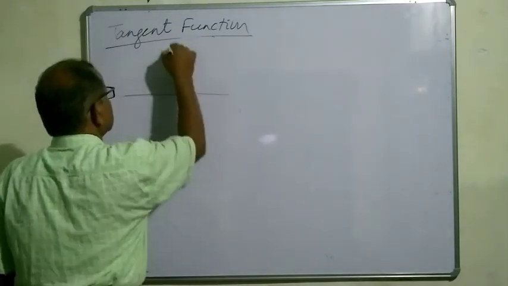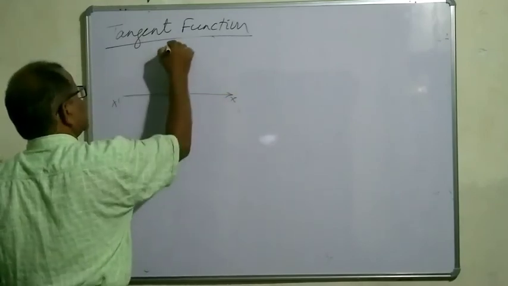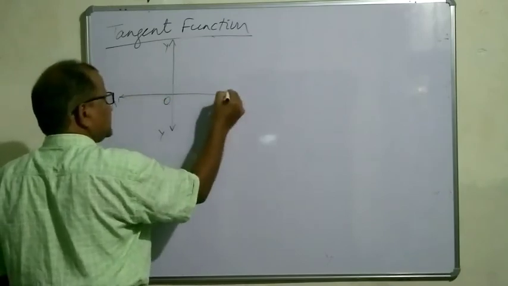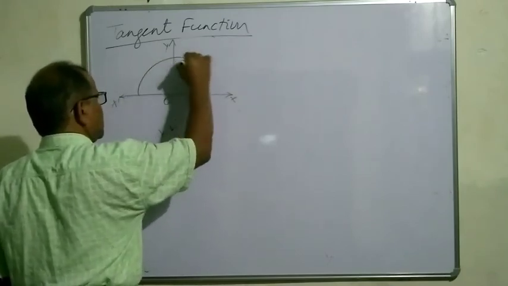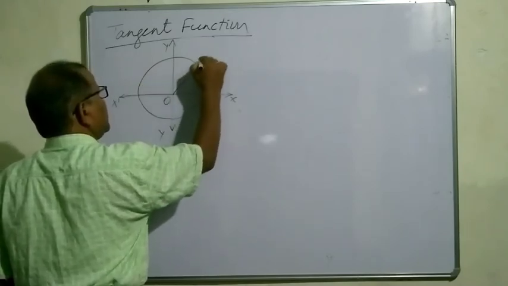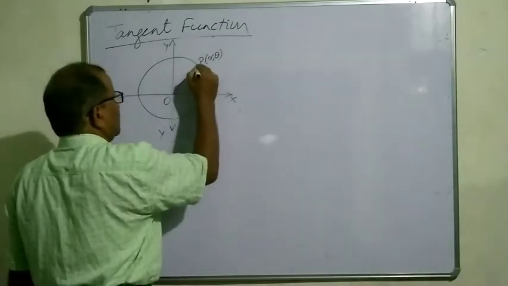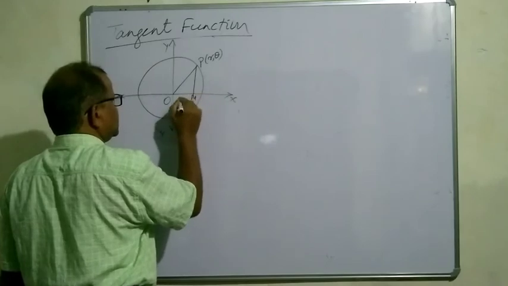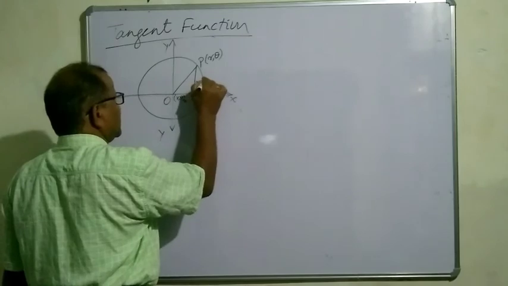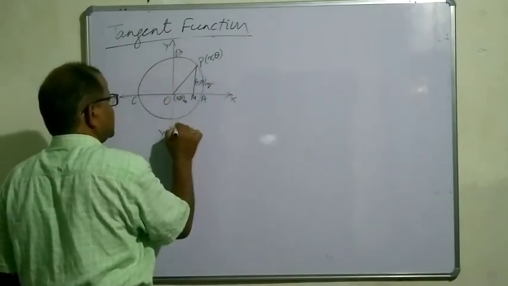Yes, this is the x-axis, y-axis, right? Let us draw the circle. Suppose here is the point P, whose polar coordinates are r theta. Now drop this. This is OM, r theta x, and this is r theta y. This is A, B, C, D.